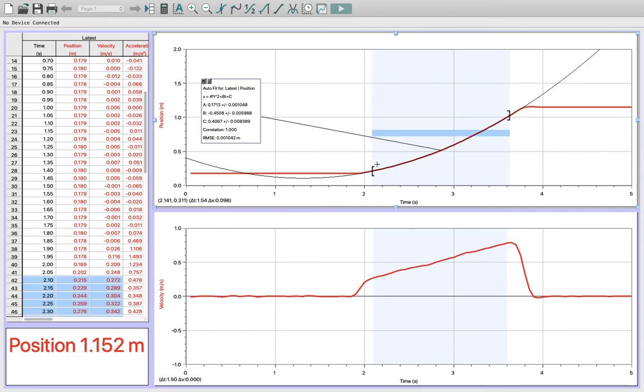So we have here embedded the equations of motion. You get a quadratic function in time for displacement, a linear function in time for velocity, and the acceleration is a constant function. Okay, that's what I wanted to show you here.